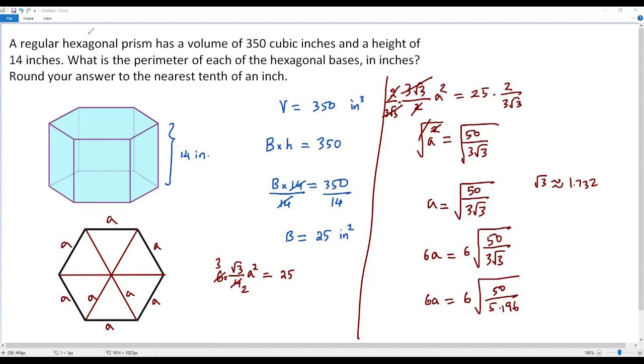Now for that value, I have to take square root. When I take square root, I am getting 3.1020, and again I am getting a long decimal. So it has to be multiplied by 6. When I do so, I am getting 18.61 something. So that is 6A equals to 18.61, it keeps going, but our aim is to round the answer to the nearest tenth of an inch. When I round this one to the nearest tenth, so its value is 18.6 inches. Okay, here I got the perimeter of each regular hexagonal base. It is 18.6 inches.